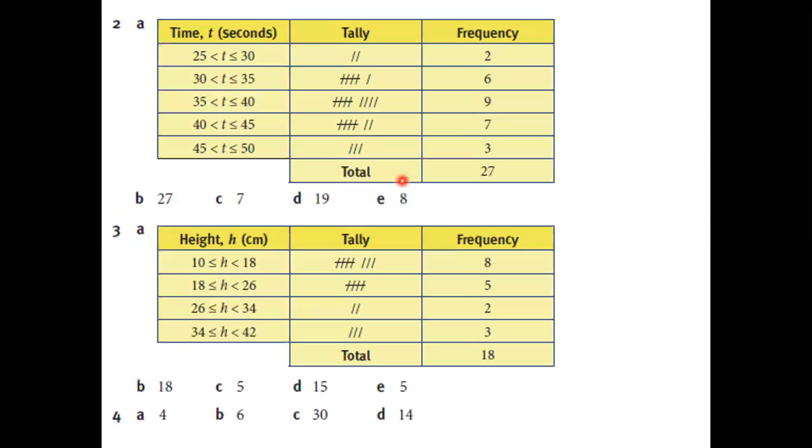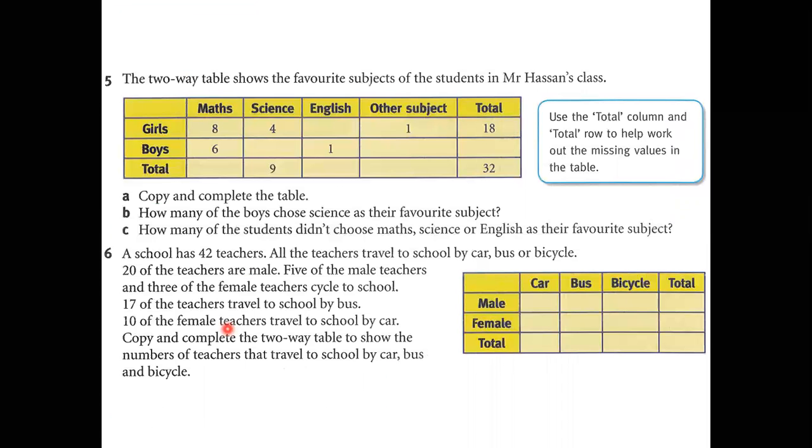Next one is the same, you solve all this. Now question number 5, the two-way table that shows the favorite subject of the students in Mr. Hassan's class. Copy and complete the table. Use the total column and total row to help work out the following. Here we have 18, and here we are given 13. So 18 minus 13 is equal to 5. So what do you write here? English has 5. There are 5 students in English.